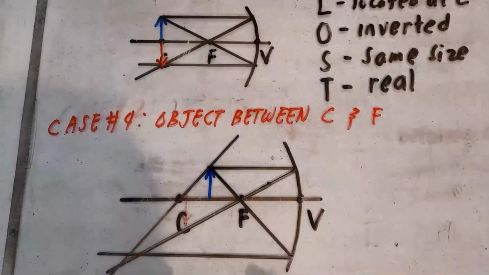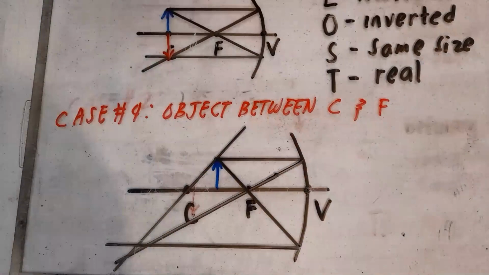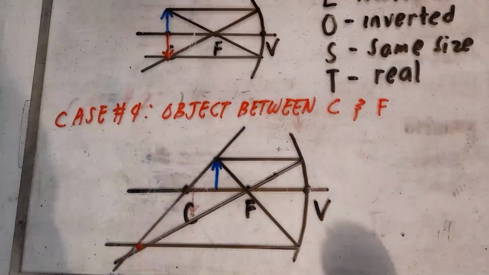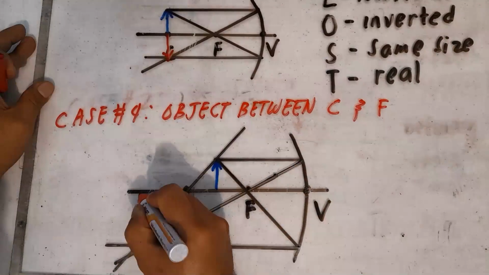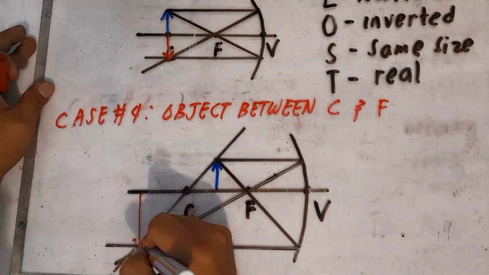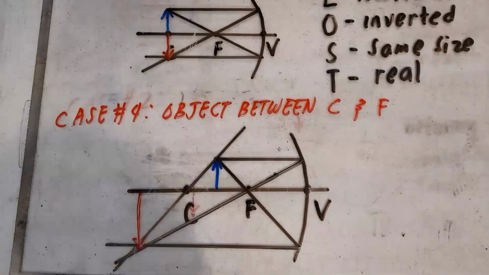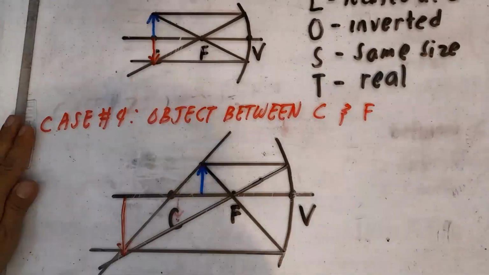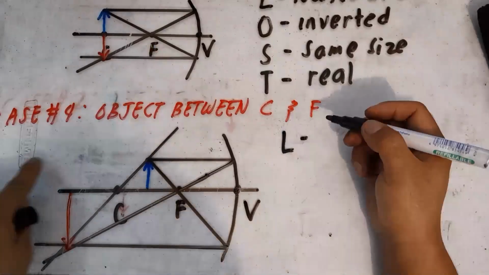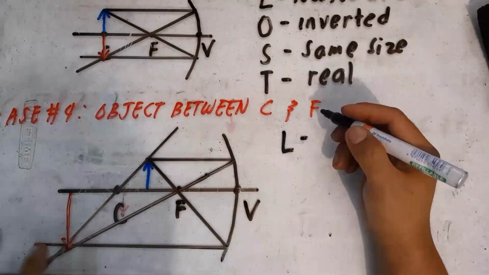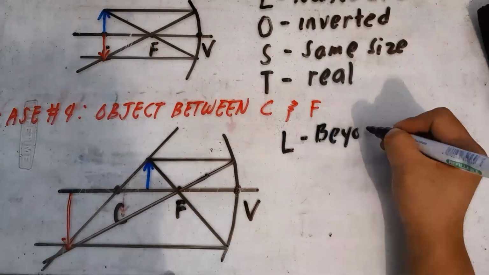Okay, so as you can see, the intersection occurred here. So therefore, there is the image. So let us draw the image. So let us describe using the LOST method. L for the location. As you can see, it formed behind C or beyond C. So located beyond C.